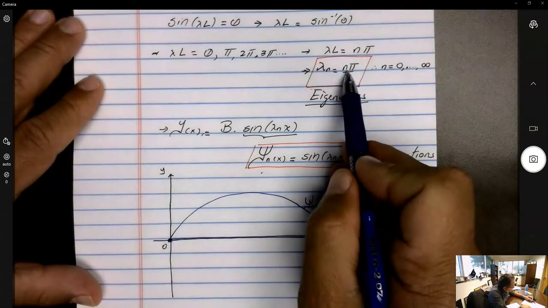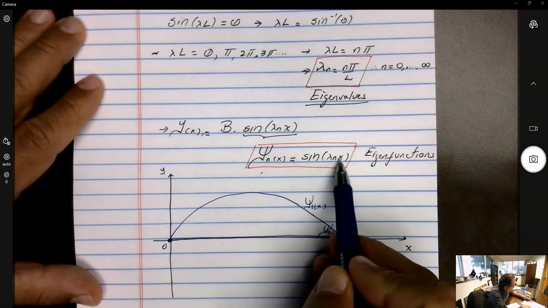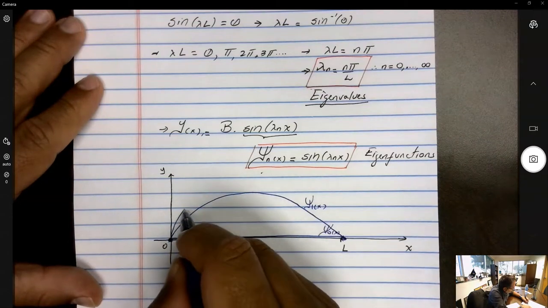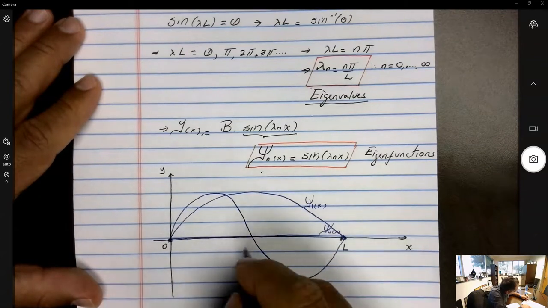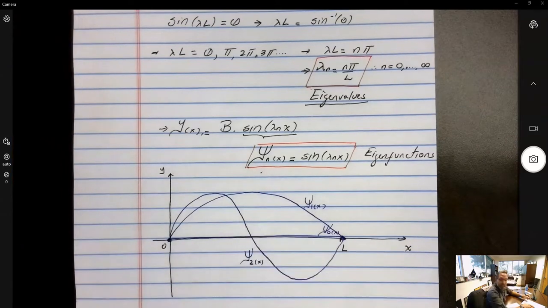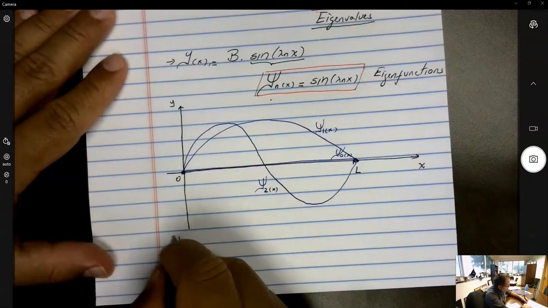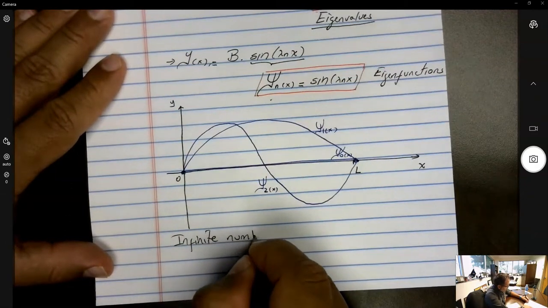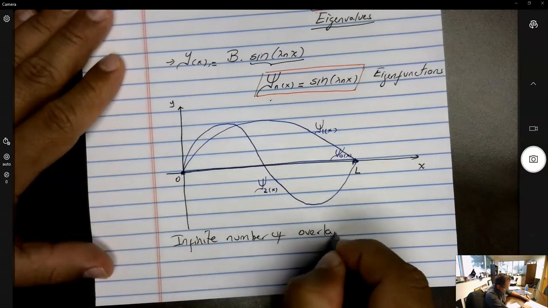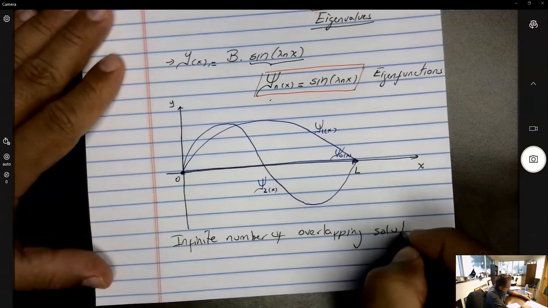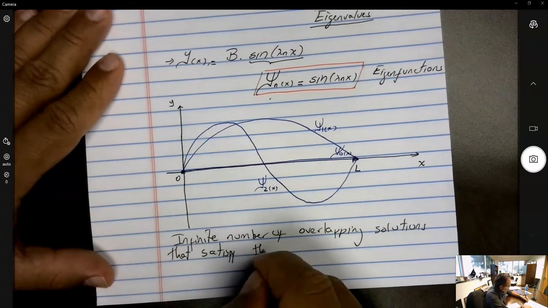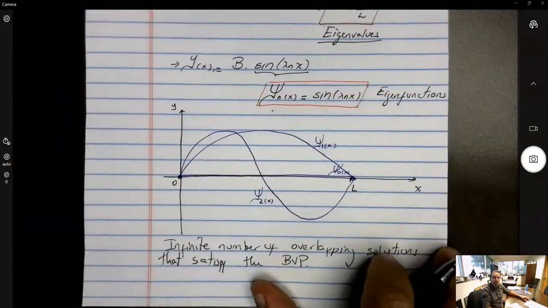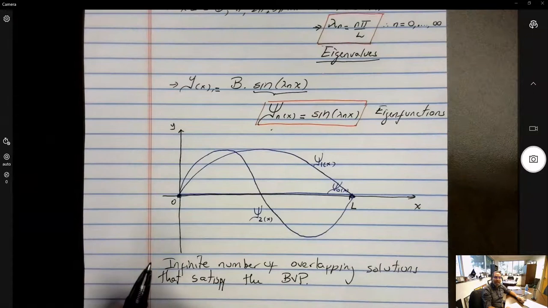At n equal 2, you have 2 pi over L, then you have the sine of 2 pi over L times x, and if you plot this, you just get the sine with twice the frequency. So this is psi 2 of x. And then you have an infinite number of them. So there's an infinite number of overlapping solutions that satisfy the given boundary value problems, as long as the parameter lambda happens to be that. So those are the eigenvalues, the very specific set of values for which there is a non-trivial solution.